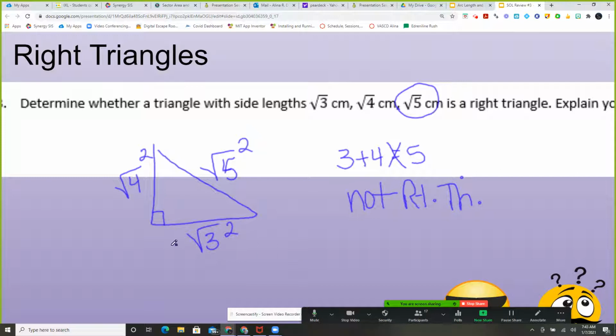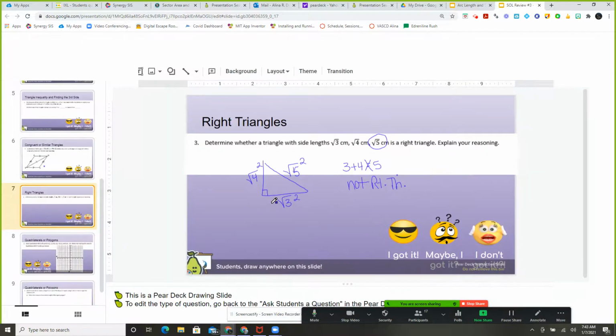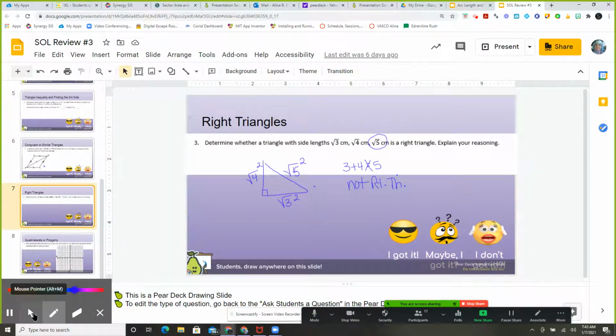Okay. So if you're given a triangle and you're asked, is it right? You just test it with the Pythagorean theorem. If the Pythagorean theorem works, then it's a right triangle. If it doesn't, then it is not.